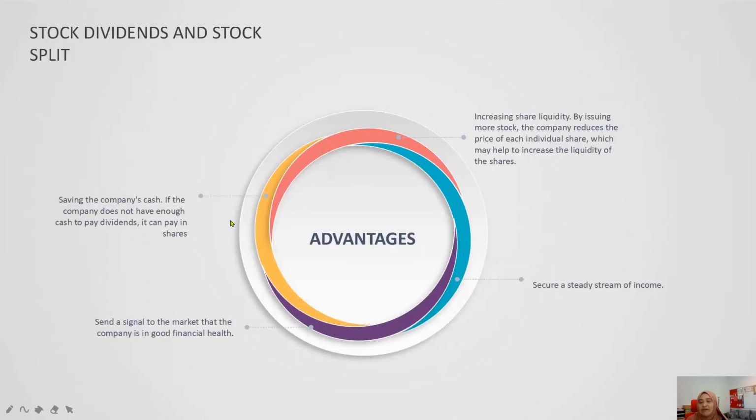Now let's look at the advantages of both types of dividend. I only listed 4 here. The first one is that instead of issuing cash dividends, the company uses shares, meaning the company retains its cash.